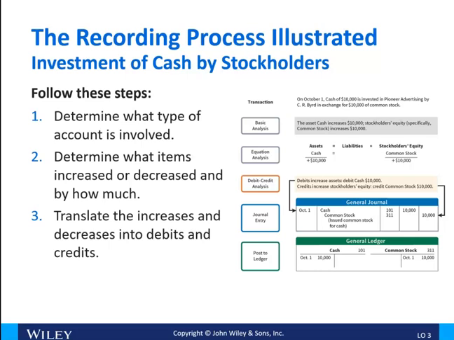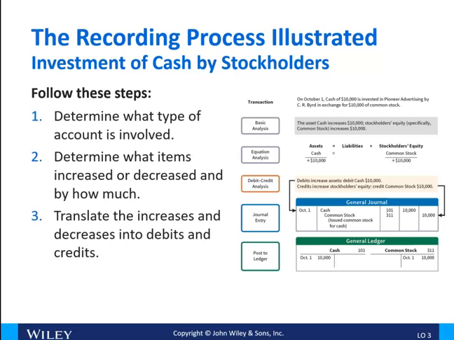Investment of cash by stockholders. Okay, so we're going to have a transaction where cash of $10,000 is invested in Pioneer Advertising by C.R. Bird in exchange for $10,000 of common stock. So we've analyzed the transactions, and we're going to do the equation analysis. Assets and stockholders' equity are being affected. We determine what account is involved. So the asset is cash, stockholders' equity is common stock. Determine what items increased and decreased and by how much. Okay, in this case, cash increased and common stock increased.